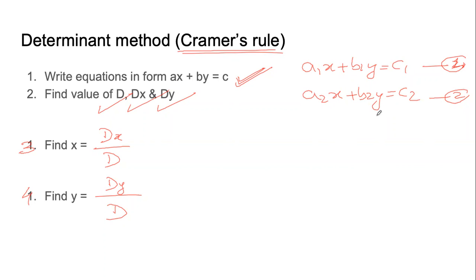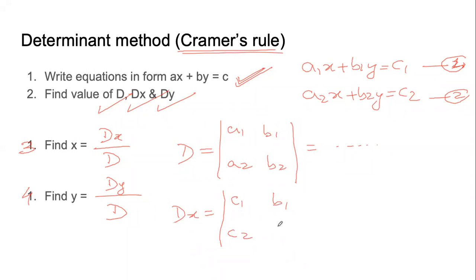If you are able to write the given equations in ax plus by equals c form, then the determinant D is the determinant of the coefficients a1, a2, b1, b2. You know how to find the values. The determinant Dx, once you have written D, for Dx, what you have to do is, instead of the coefficients of x, you have to write the constants. So c1, c2, and b1, b2 remain as they are. And you know how to solve this.